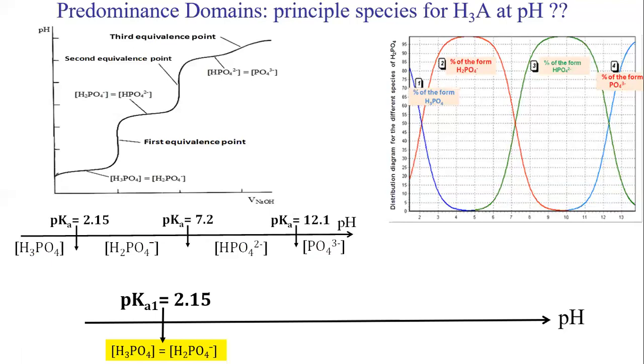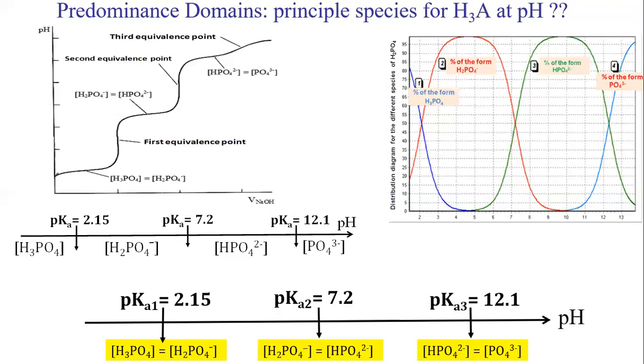Okay, now if I want more details, then it's better to go into a more detailed graph. Of course, we still put the pKa values, and of course at the pKa, you know that the concentration of the two species, H3A and H2A, is equal. Here, H2A and HA are equal. HA and A3 minus are equal, okay? That you know, again from the titration.